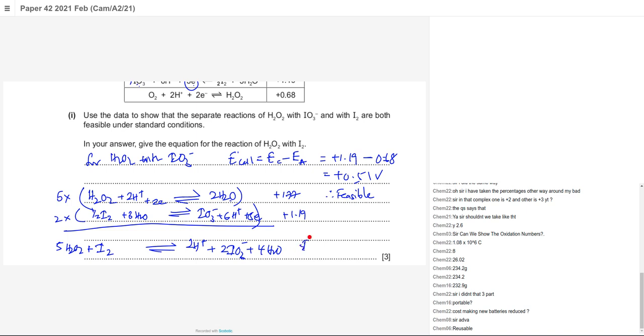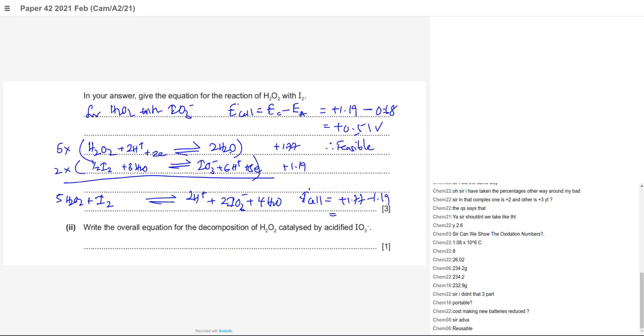So E cell is cathode minus anode. This is the cathode. You still get a positive value, so it's feasible. It's positive value 1.77 minus 1.19. Well, it's plus 0.58 volts, so it's feasible. Okay, this is the answer for this. Say feasible.